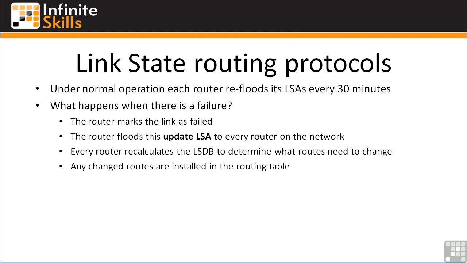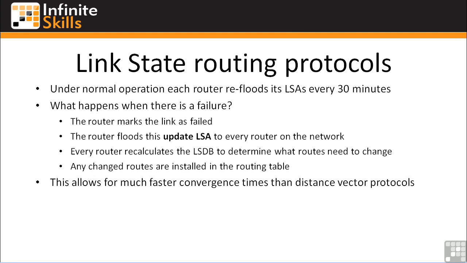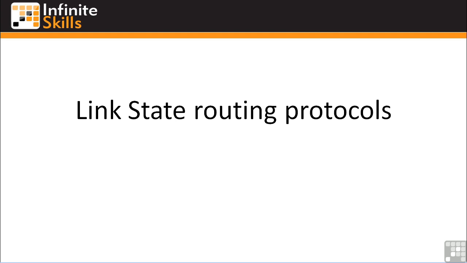Now, this process allows for much faster convergence times than distance vector protocols, simply because you don't have to wait that 30 seconds for the update, or you don't have to wait for the RIP routes to populate throughout all the routers on the network. Router A receives an LSA that says, hey, this link is down. It immediately floods it to all of its neighbors, and so on and so forth. So your convergence time is a lot less with link state routing protocols than with distance vector. And that concludes our overview of link state routing protocols.